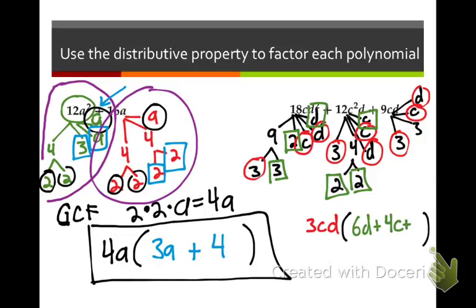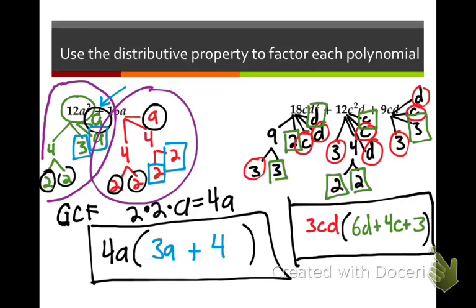Plus, and on the third tree, the only prime factor that didn't get used was the 3. So I'm going to put 3 there. And that right there is how you factor by using the distributive property.